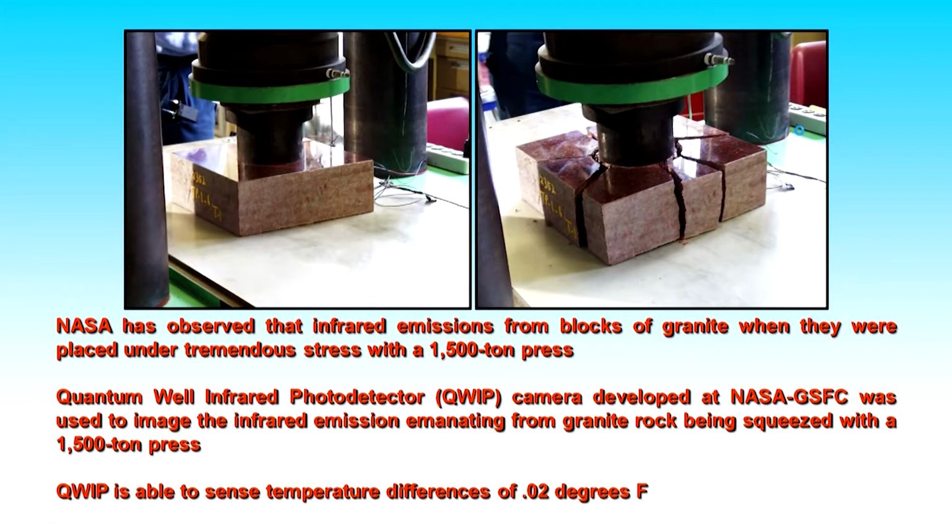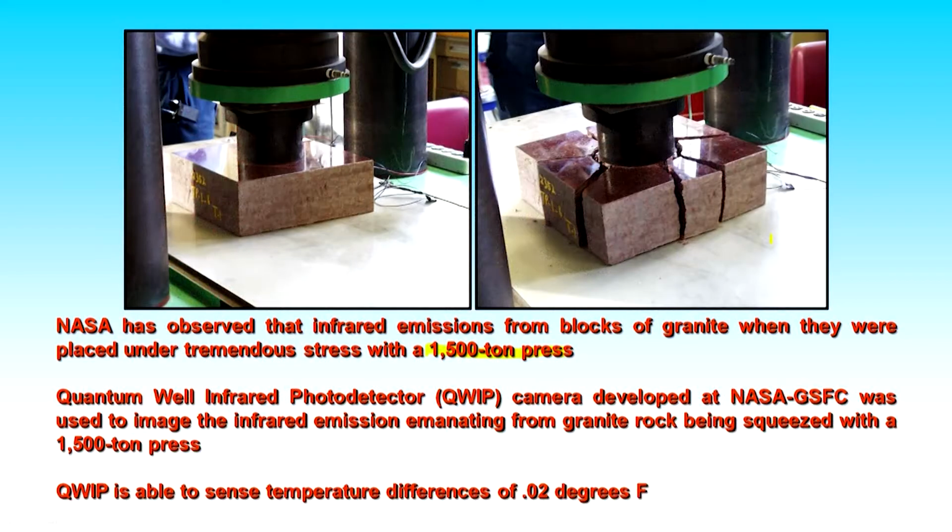Further, organizations like NASA put a heavy pressure of a 1500 ton press on a block of granite, and while doing this experiment, thermal images were recorded continuously. What was observed is that before the rupture, which you are seeing in the right side image, there was a rise in temperature, and then of course the rupture occurred.